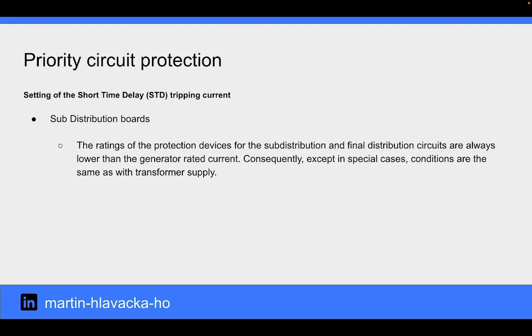For sub-distribution boards, the ratings of the protection devices for the sub-distribution and final distribution circuits are always lower than the generator rated current. Consequently, except in special cases, conditions are the same as with the transformer supply.